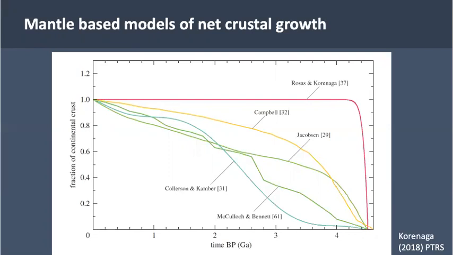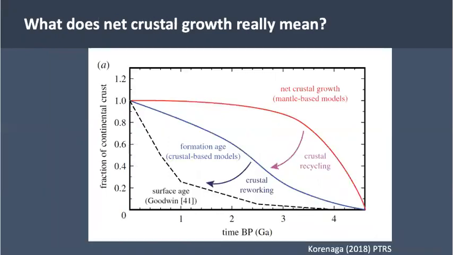Ultimately, these models are more favorable according to Korenaga, and I think I can best exemplify this in this diagram here, where if we classify net crustal growth models as ones like this red line here, then you have to think about the recycling and also the reworking of crust over time. So recycling is going to be destruction and removal of crust, and then reworking is going to be taking crust and reusing it.